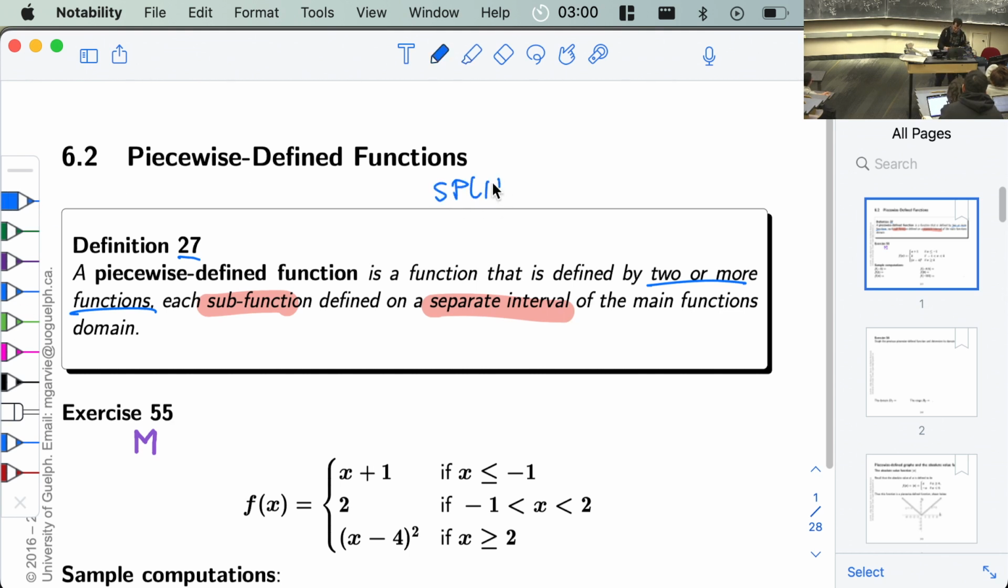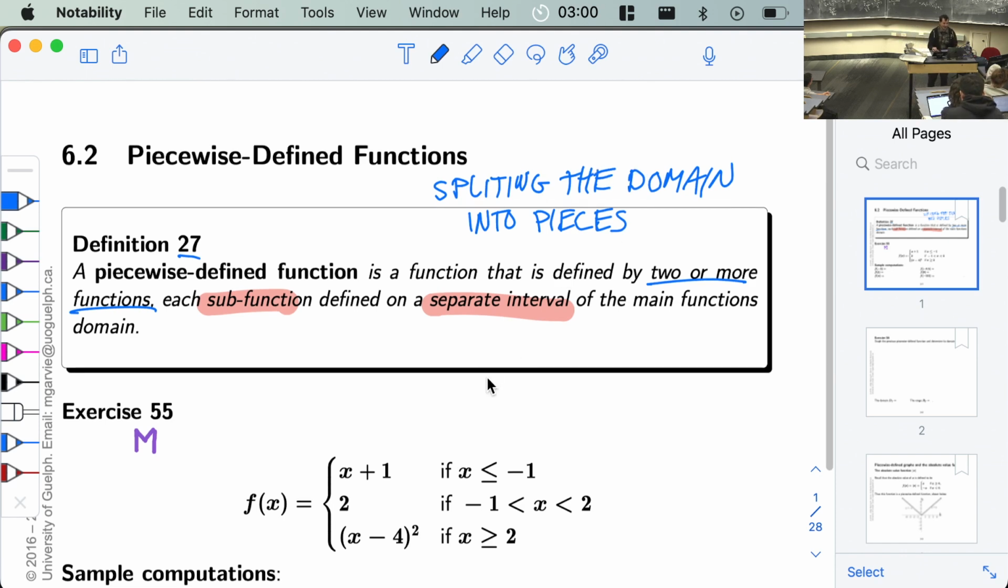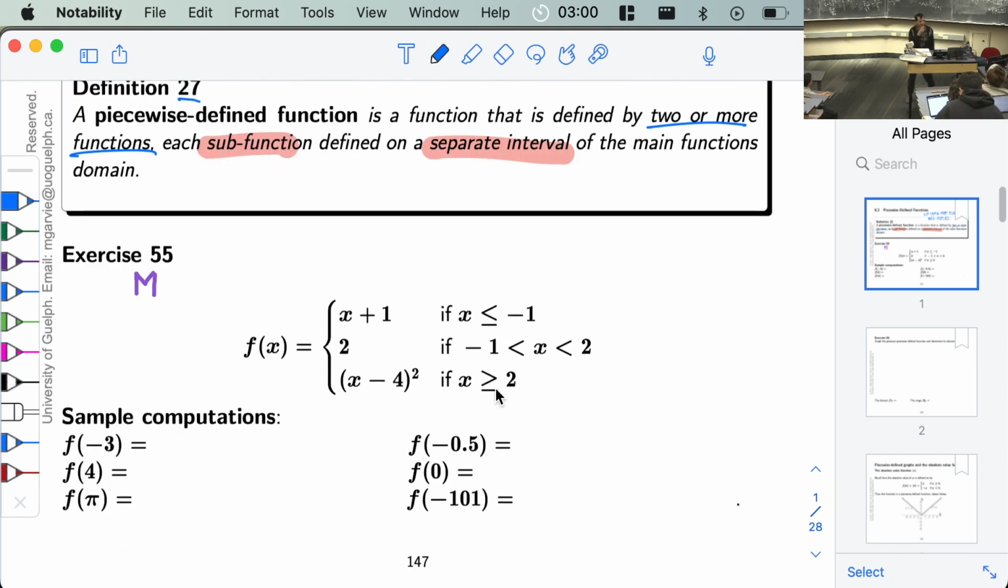We are splitting the domain into pieces. We split the domain into pieces and we apply a different function on each piece. And here is the first example, exercise 55.